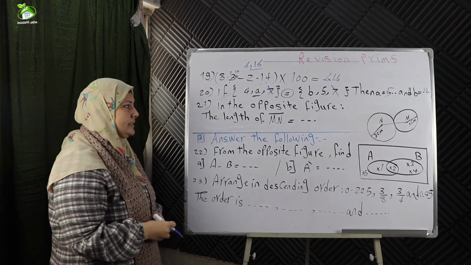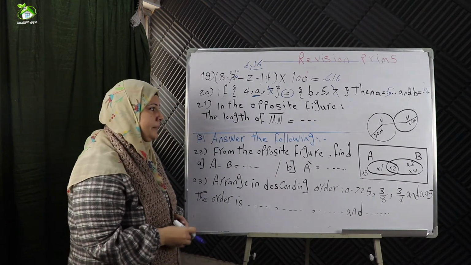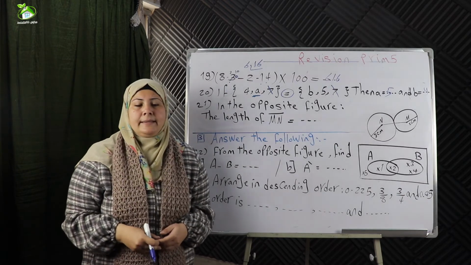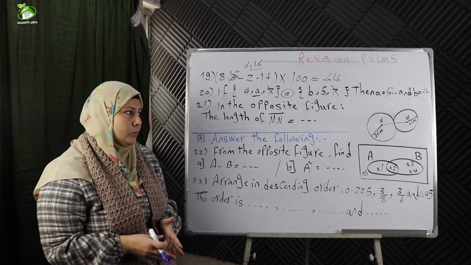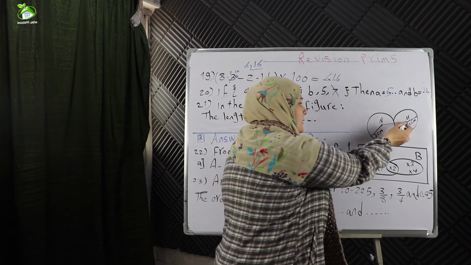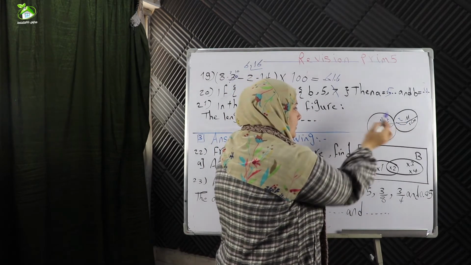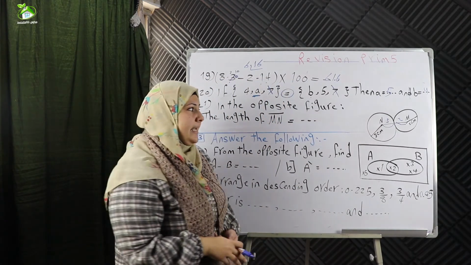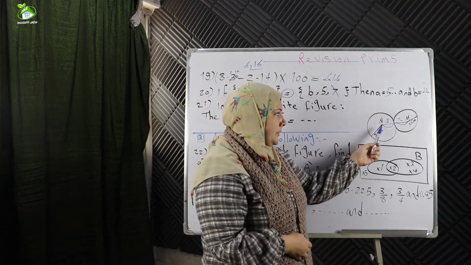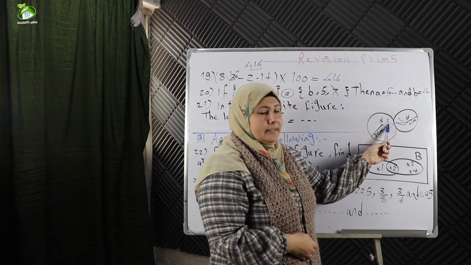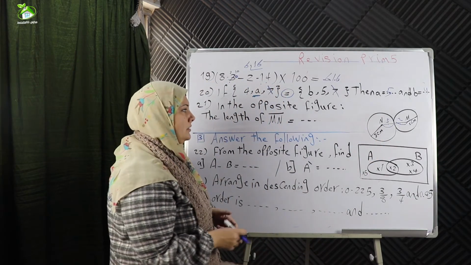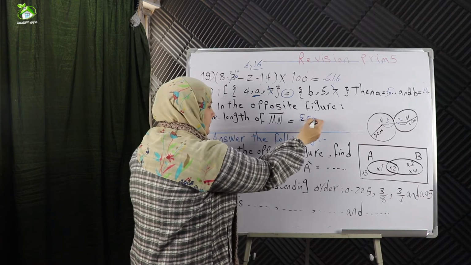Number 21, in the opposite figure, find the length of MN. All radii in any circle are equal. So this radius will be 2 centimeter and this radius will be 3 centimeter. Note that MN is the sum of 2 radii. MN equals 3 plus 2 equals 5 centimeter.